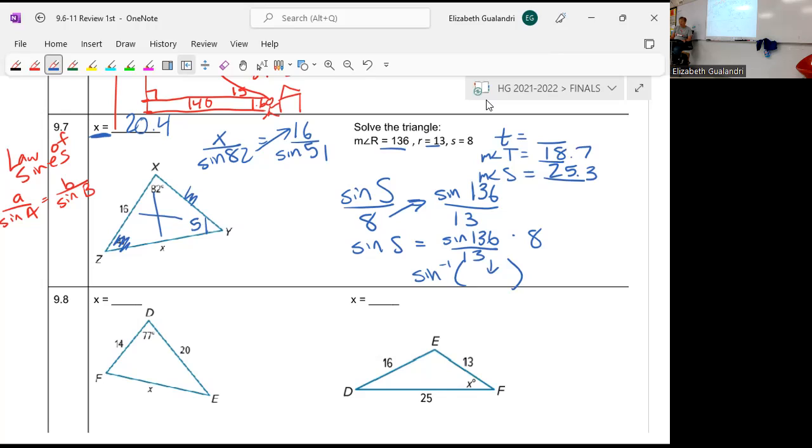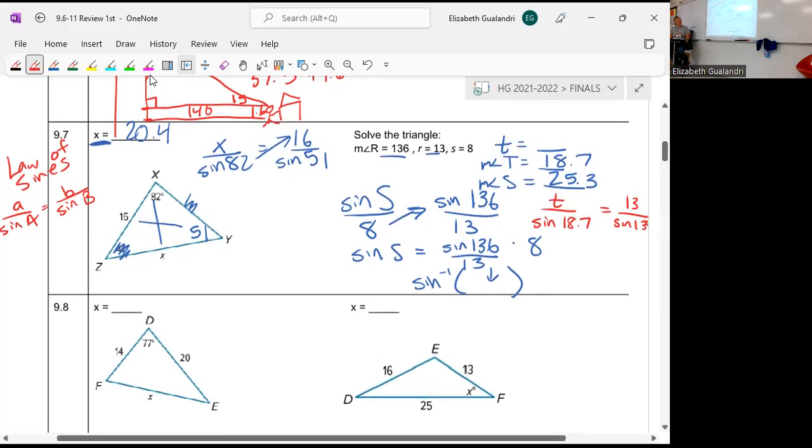The little t then, you have to solve a law of sines again. You would set up a second law of sines. I would do little t over the sine of t, so that's the sine of 18.7, equal to, and then I'm going to go back to my r's. So I'm going to do 13 over the sine of 136.